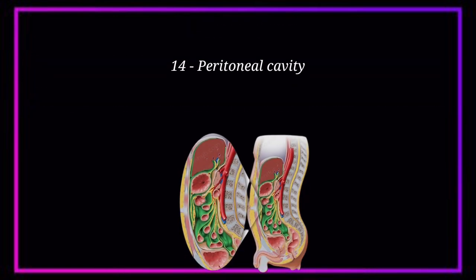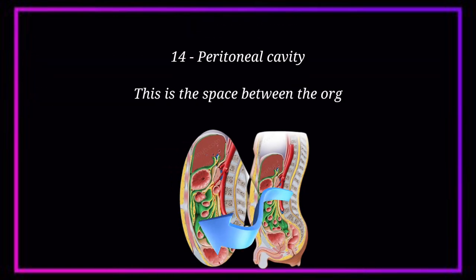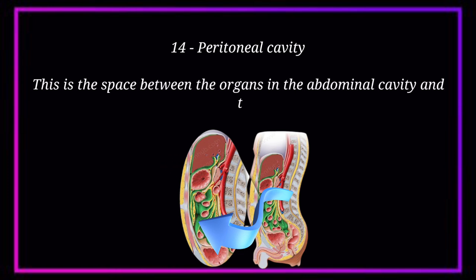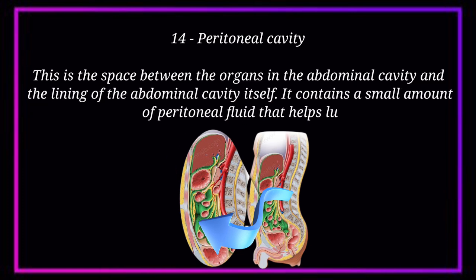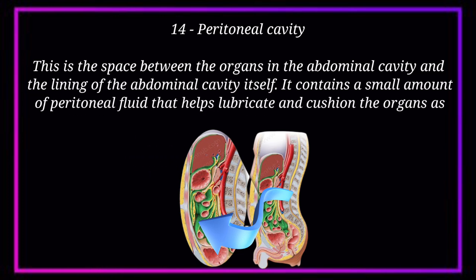Number 14. Peritoneal cavity. This is the space between the organs in the abdominal cavity and the lining of the abdominal cavity itself. It contains a small amount of peritoneal fluid that helps lubricate and cushion the organs as they move during digestion.